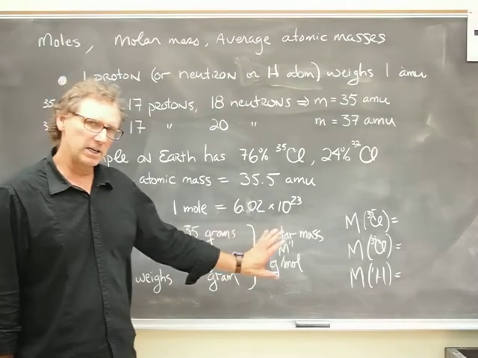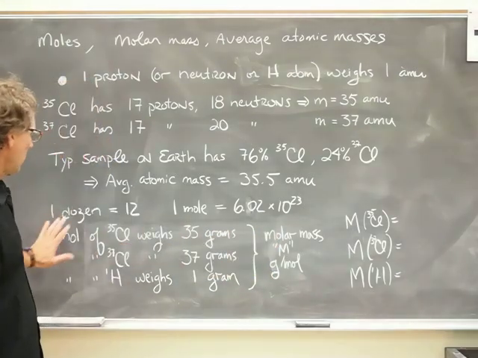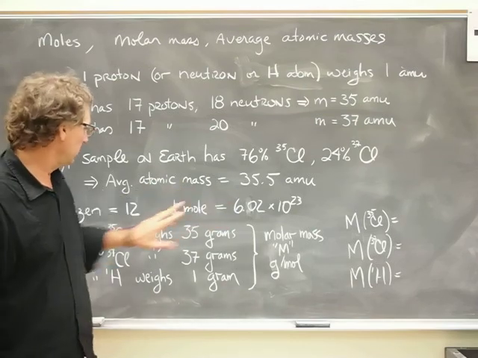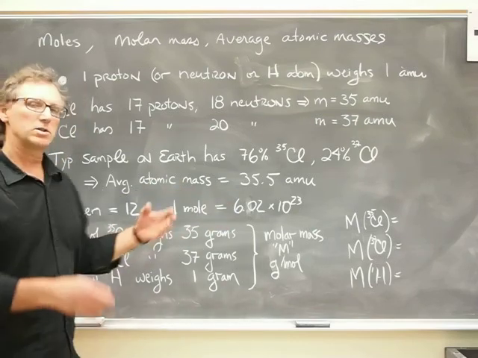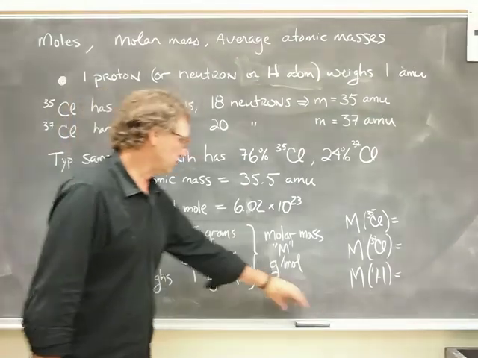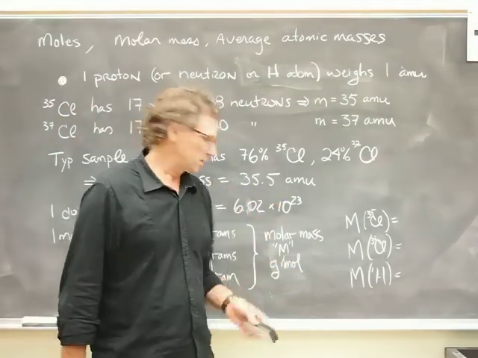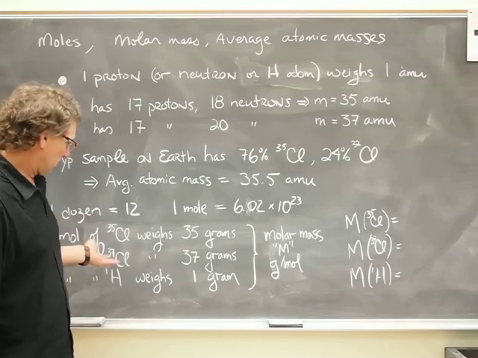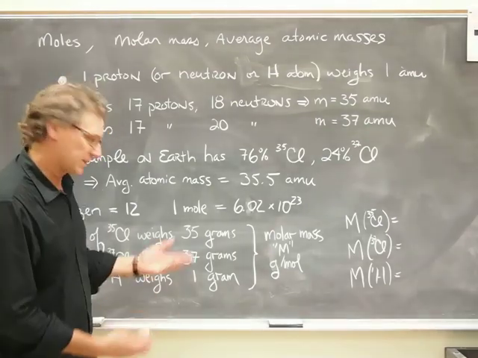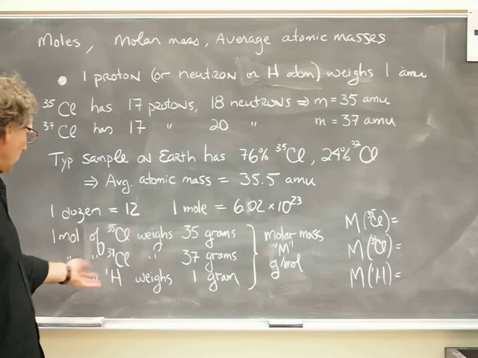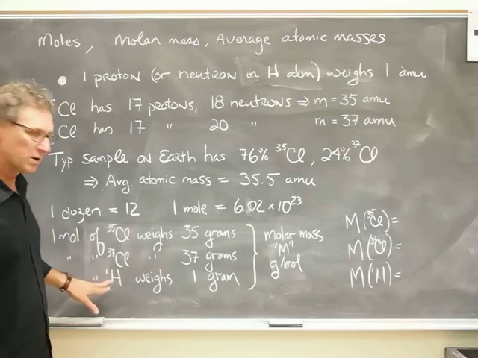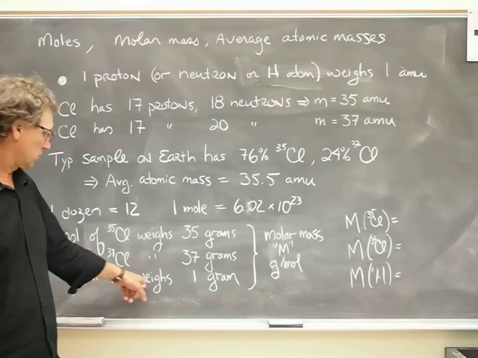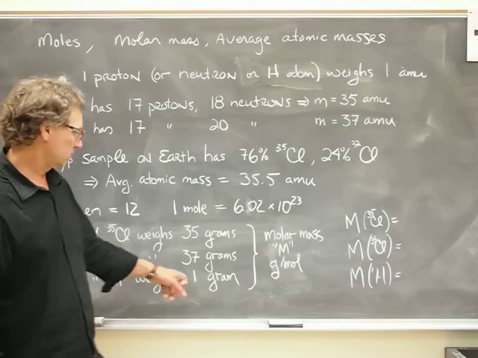And here's a really key idea. 1 mole of chlorine-35 atoms, that many chlorine-35 atoms, turns out to weigh 35 grams. 35 grams is a little bit more than this eraser. Okay? Therefore, 1 mole of chlorine-37 weighs 37 grams. 1 mole of hydrogen, and I'm drawing the nuclide symbol for hydrogen here, it's just a proton with its electron, weighs 1 gram.